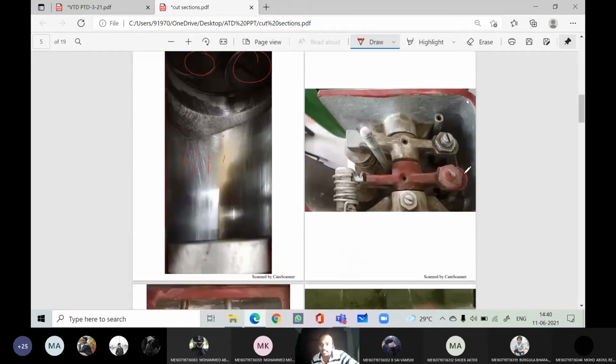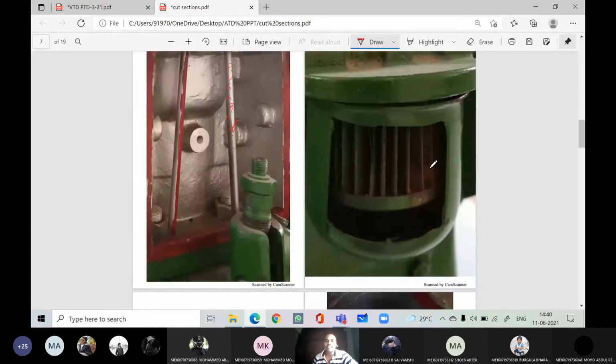You can see this is the top view of the push rods. You can see these are the push rods. Here we have valves over here. This is the push rod for the exhaust valve. Here, this is the push rod for the inlet valve. This is the inlet valve, and this is the exhaust valve. And this is the oil filter.